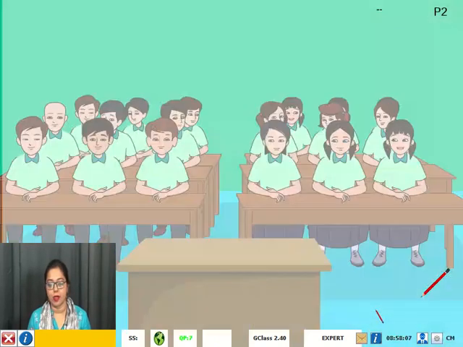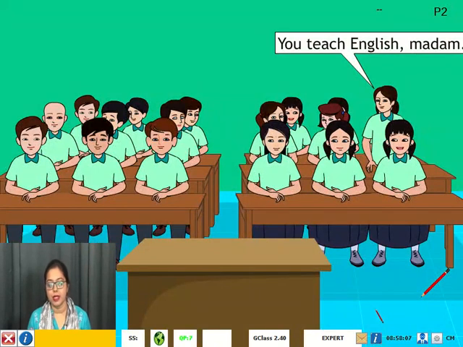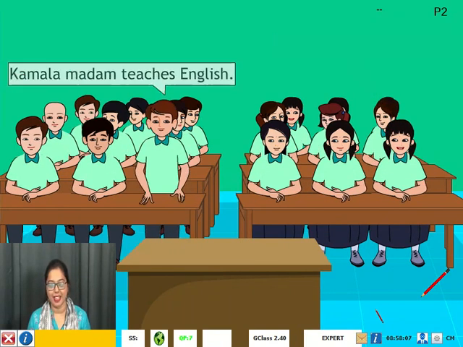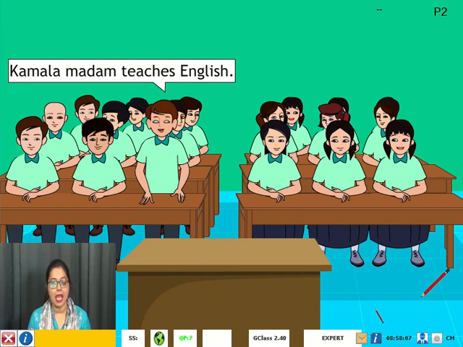Now, you look at the screen. The students are replying. Okay, now we'll have a reply from two different students. The first reply which came up from a student is, you teach English, madam. So this is one sentence. I'll repeat once again. You teach English, madam. And the second one is, have a look at the sentence. Kamala madam teaches English. Okay, so these are the two different kinds of sentences. Have a look at the sentences carefully in order to understand simple present tense.